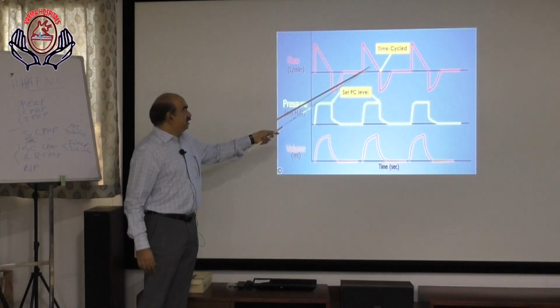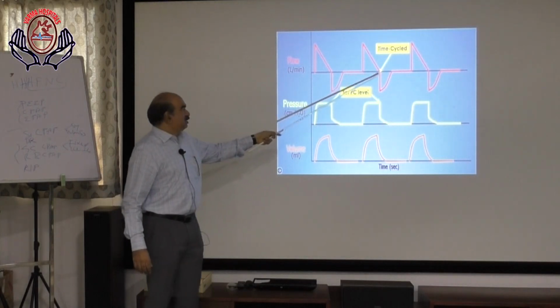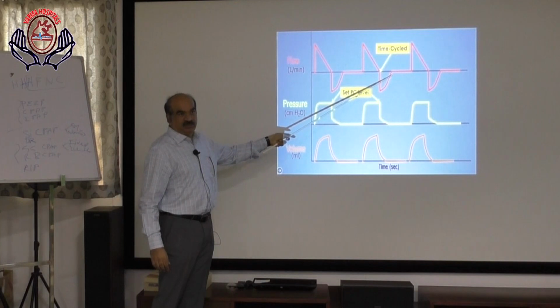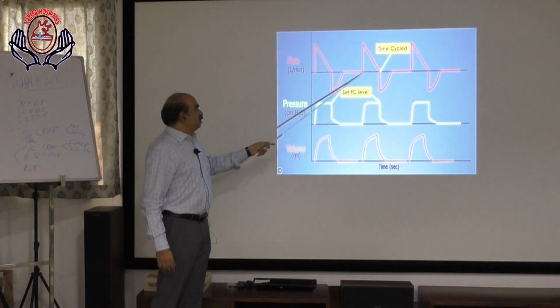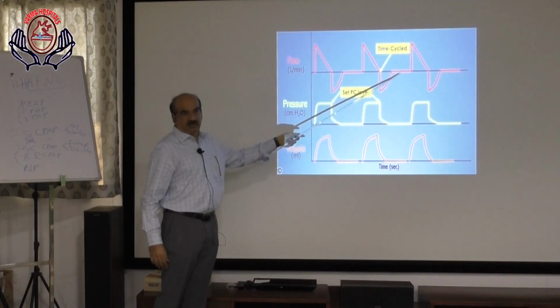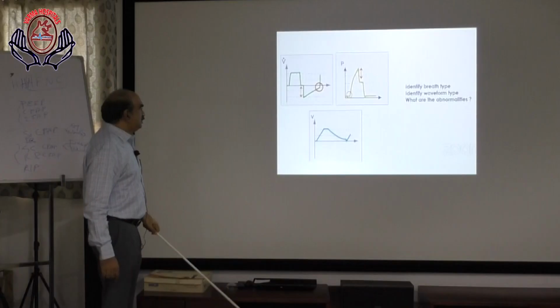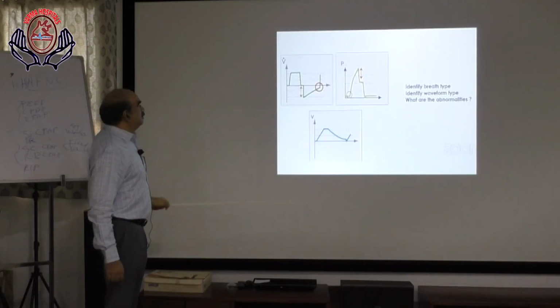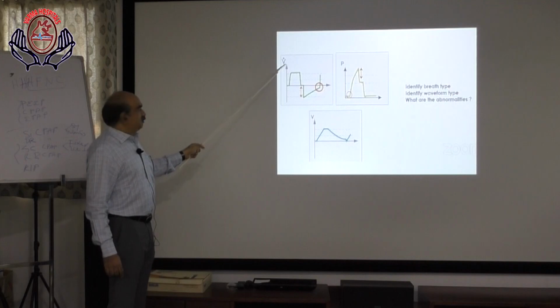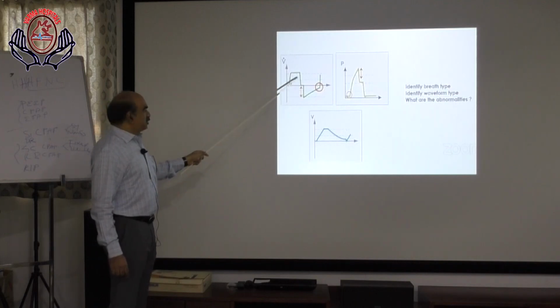Okay. This is the TI, inspiration time, and this is expiration time, TE. From this point to this point is the total cycle time, TCT. So what is the abnormality? V dot means flow. This is the flow time scalar, this is inspiration, this is expiration.